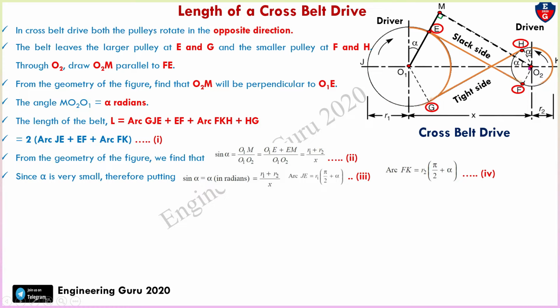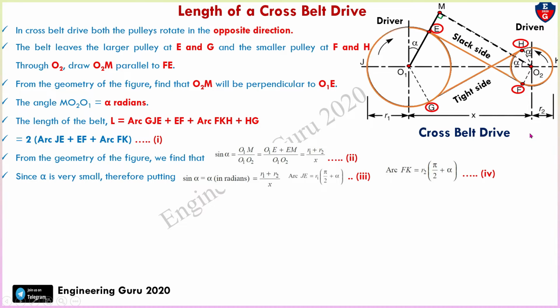Same as arc FK. This is 90 degrees plus alpha, and this radius is R2. So we can simply write arc FK equals R2 into bracket pi by 2 plus alpha.